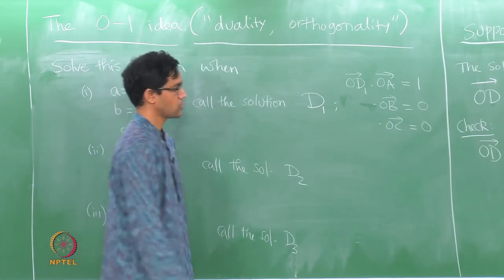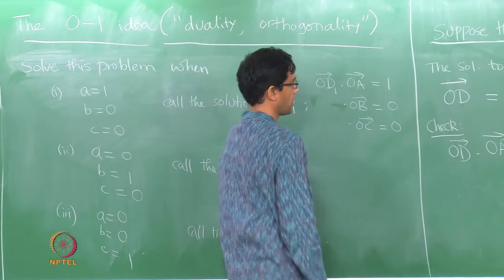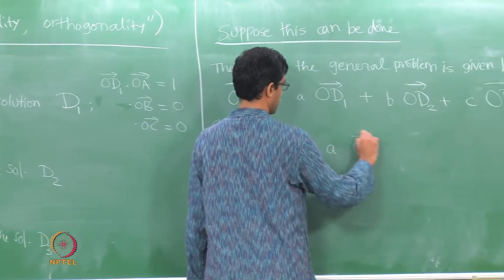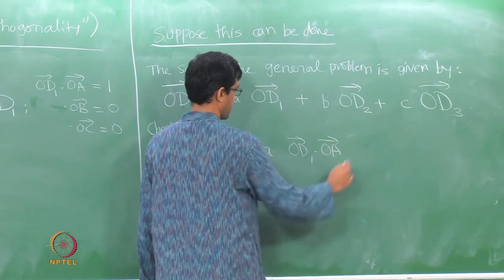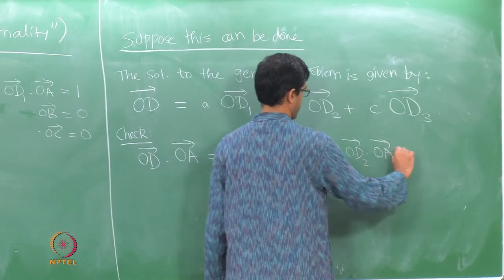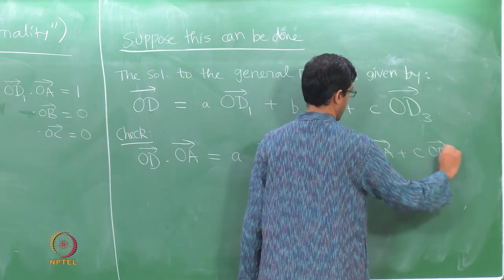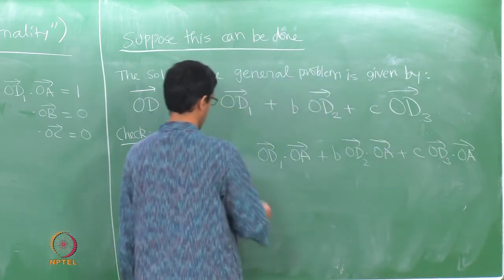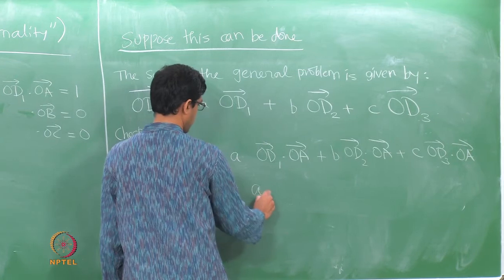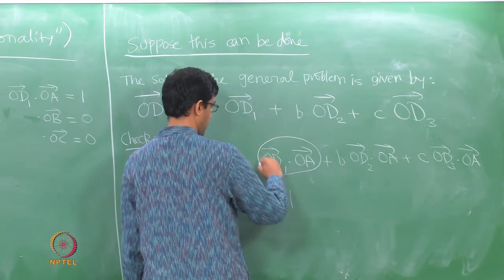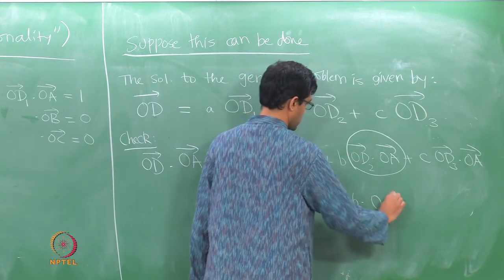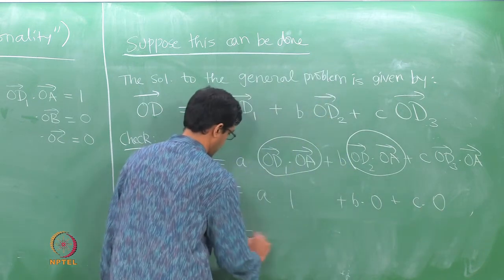That is what D1 does. So, let us compute this. OD dot OA would be A times OD1 dot OA, B times OD2 dot OA and C times OD3 dot OA. And observe that, by doing the same thing for D2 and D3, this dot product is a 1, while the other two dot products are in fact zeros. So, it is plus B times 0 plus C times 0. So, the answer is exactly A.